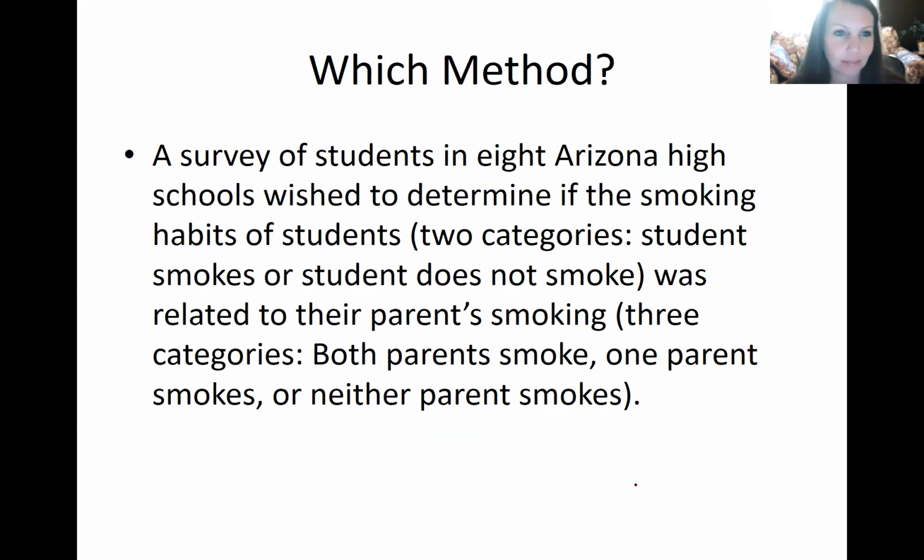All right, next one. A survey of students in 8 Arizona schools wish to determine if the smoking habits of students, 2 categories, student smokes or student does not smoke, was related to their parents smoking. 3 categories, parents smoke, 1 parent smokes, or neither parent smokes. All right, so this one, are we talking categorical or quantitative? Yep, categorical. So we have categorical variables, and this one's a little different as far as we're deciding 1 group, 2 groups. We have 2 variables that we're looking at.